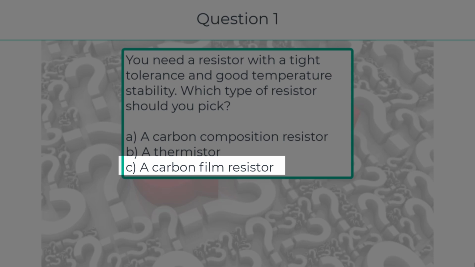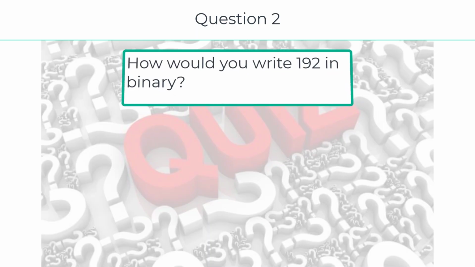Carbon film resistors generally have tighter tolerances and better temperature stability than carbon composition resistors. A thermistor is a special type of resistor which is purposefully made sensitive to temperature.